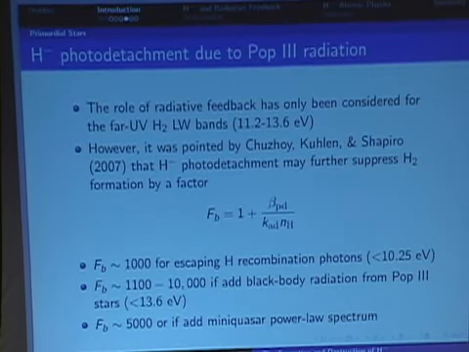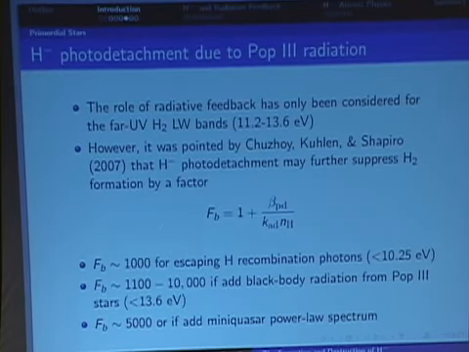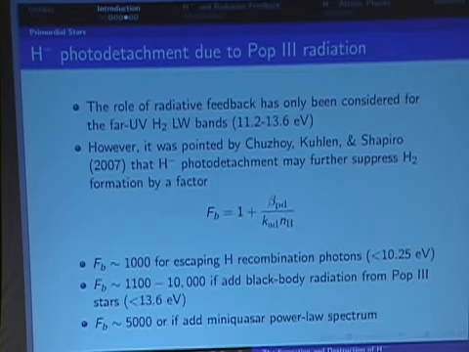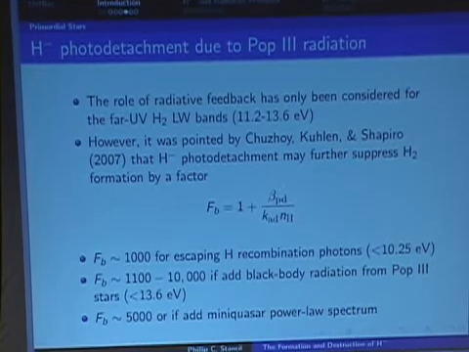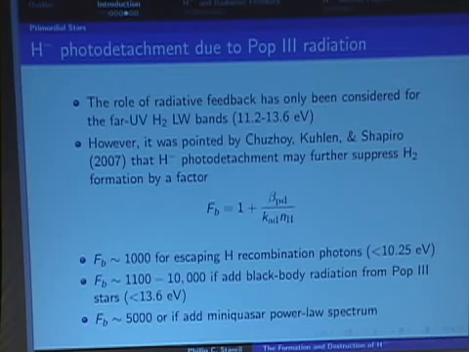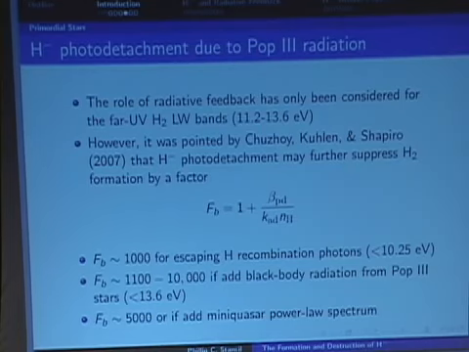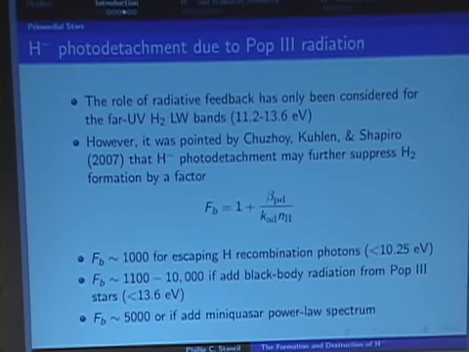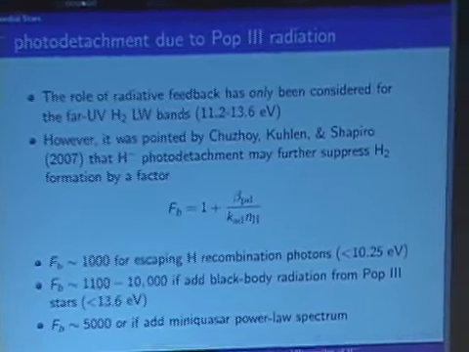And so they wrote down a suppression factor for the formation of H2 just due to the H- photodetachment. So it's the H- photodetachment rate, beta, divided by the formation rate of H2, plus 1. And they performed some empirical modeling studies of various primordial gas environments, and they found that this suppression factor could be as much as 1,000.